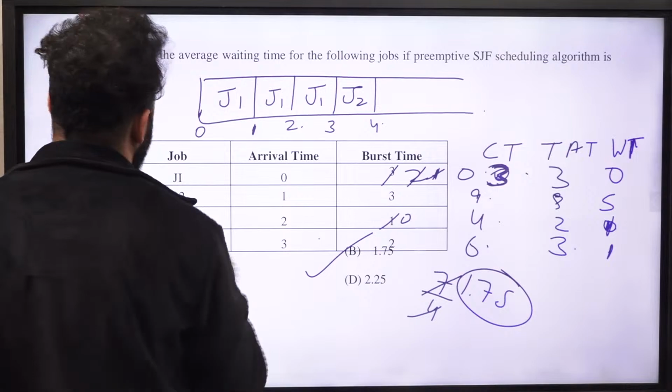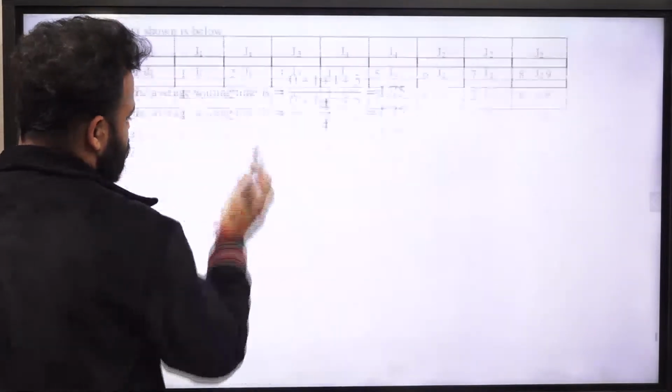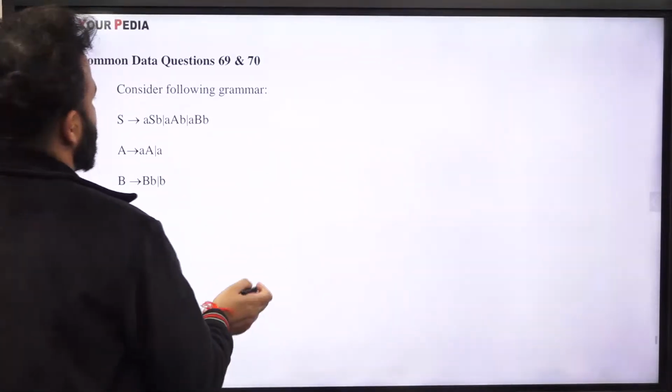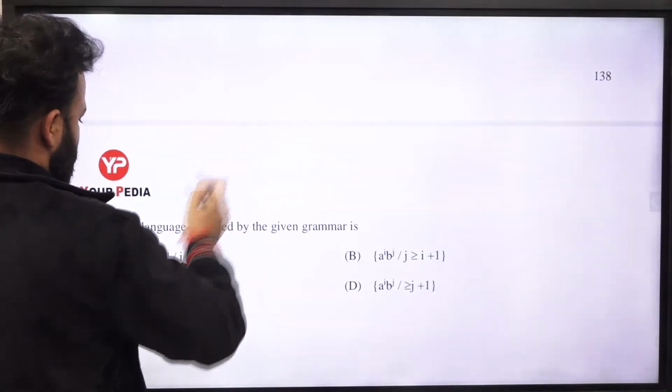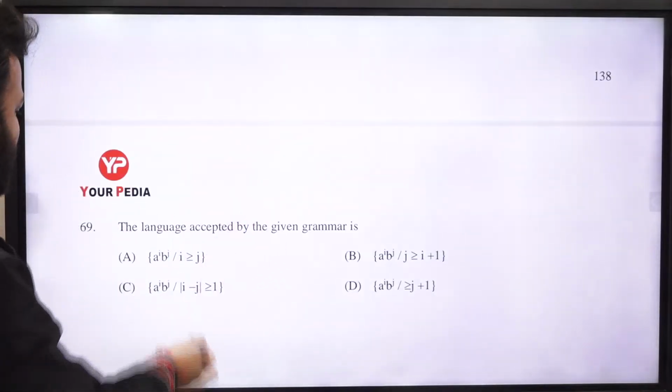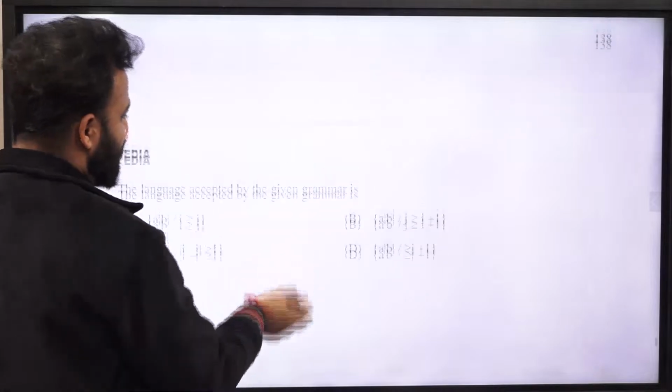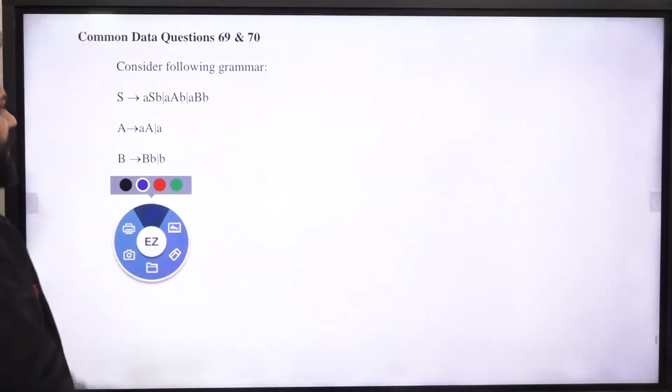Now let's move on to the next question. Consider the following grammar. These are the questions that are associated with it. First, it is asking for the language accepted by the grammar. Now let's see what the grammar is and what type of language can be accepted by it.